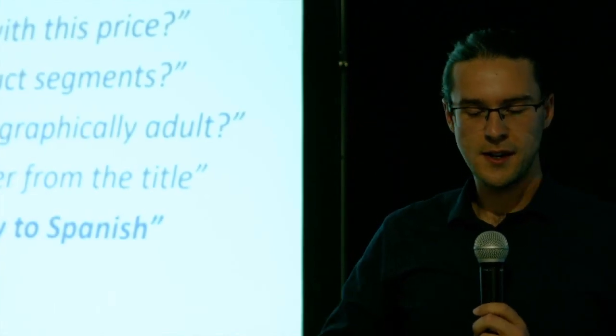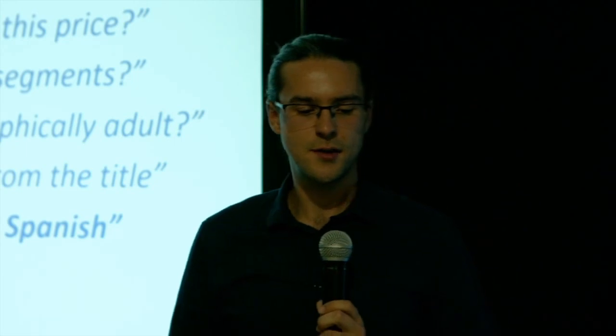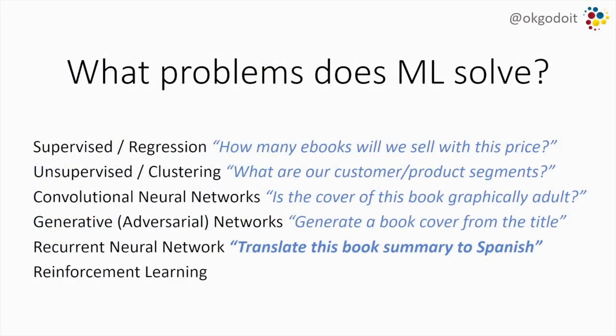So when it comes to our ebook example, recurrent neural networks would probably be used to, say, translate the book summary to Spanish or something along those lines. Or maybe generate an audiobook from this, which isn't that good yet, but it's interesting how fast that's progressing. One last type of machine learning I'd like to talk about is reinforcement learning.